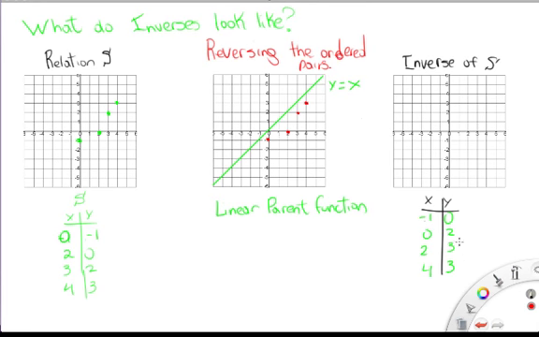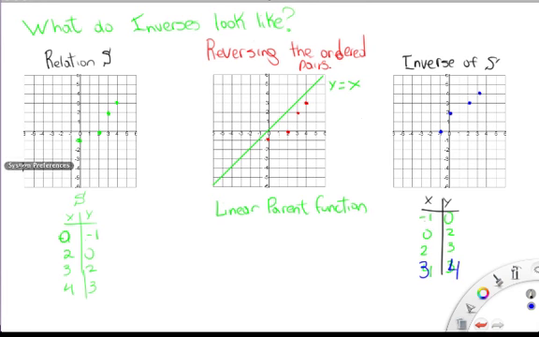I'm going to go ahead and plot these points on their own grid. So I have negative 1, 0, 0, 2, 2, 3, and 4. Oh, I made a mistake. This was supposed to be 3, 4. So this is supposed to be 3, 4.